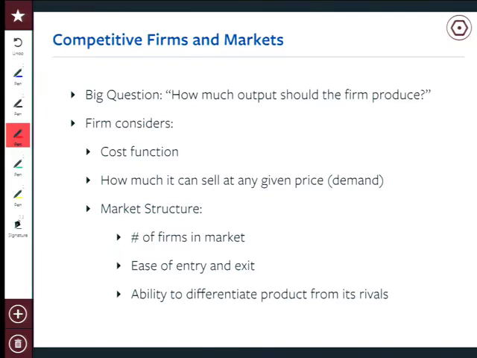In order for firms to decide how much output to produce, they have to ask a couple of questions, and we're going to look at the answer to this question in different settings. The first thing the firm has to look at is how much it costs to produce different things. So how much does it cost to produce such a tile? If it costs, I don't know, $5 to produce one tile, $5.50 to produce the next, $6 to produce the next, what's the marginal and average cost of production of my product? So the cost function matters.